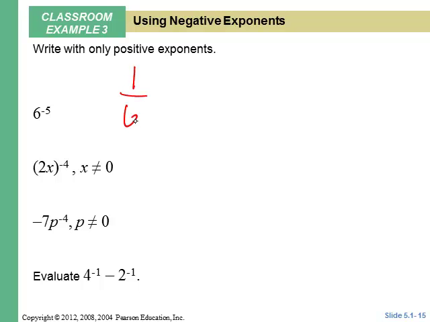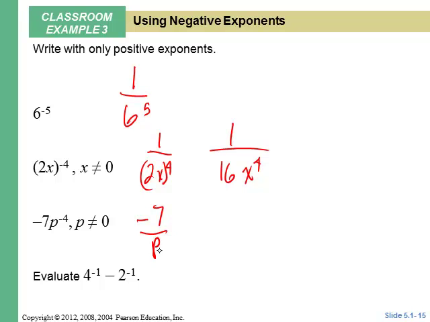This is 1 over 6 to the 5th. This is 1 over 2x to the 4th. 2 to the 4th is 16, x to the 4th on the bottom. Negative 7 stays on top. P is to the 4th. Notice they didn't do the whole thing, p to the 4th, just the p was to the negative 4th. 1 over 4 minus 1 over 2, 1/4 minus 1/2 is negative 1/4.